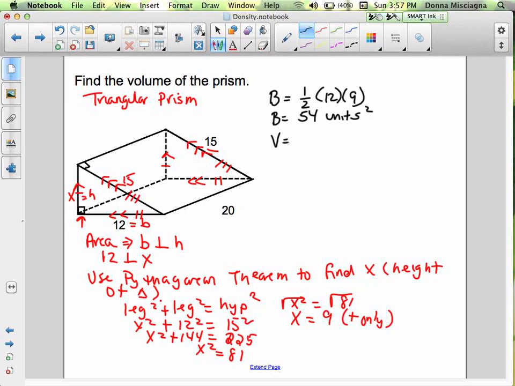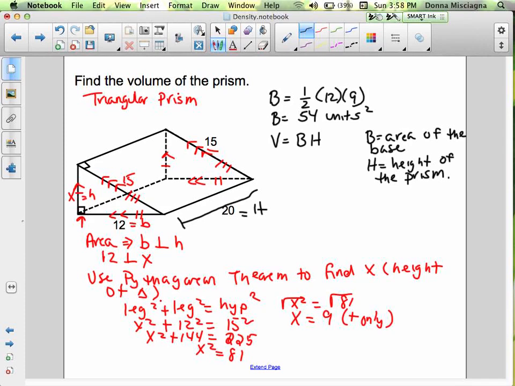The volume is big B, area of the base, times big H, which is the height of the prism. I'm just going to make sure that's clear for everybody. Big B is the area of the base, and big H is the height of the prism, not a side measure in the base. It's not used to calculate area, it's just used to calculate volume. And so right here is the height of the prism. It is the distance between the two bases.